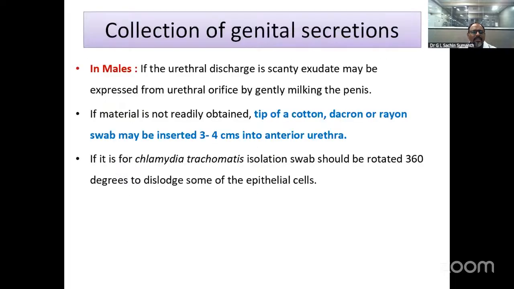And coming to the collection of genital secretions, in males, if the urethral discharge is scanty, exudate may be expressed from the urethral orifice by gently milking the penis. If material is not readily obtained, a tip of a cotton, dacron, or rayon swab can be inserted 3 to 4 centimeters into the anterior urethra. For Chlamydia trachomatis isolation, the swab should be rotated 360 degrees to dislodge some of the epithelial cells, because these are intracellular organisms.